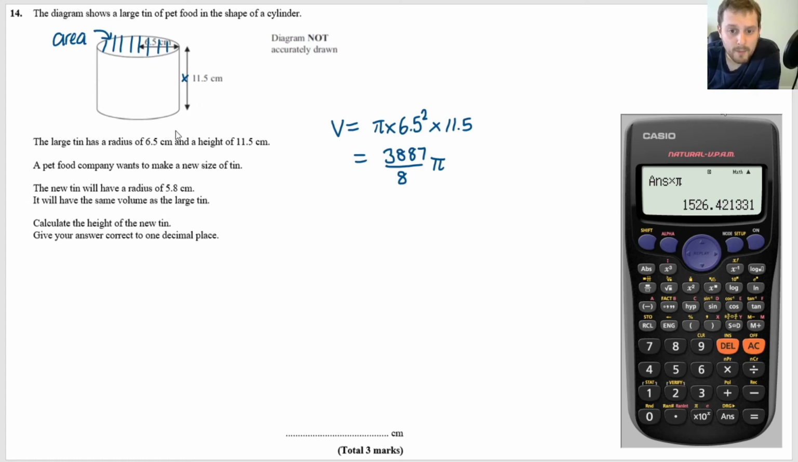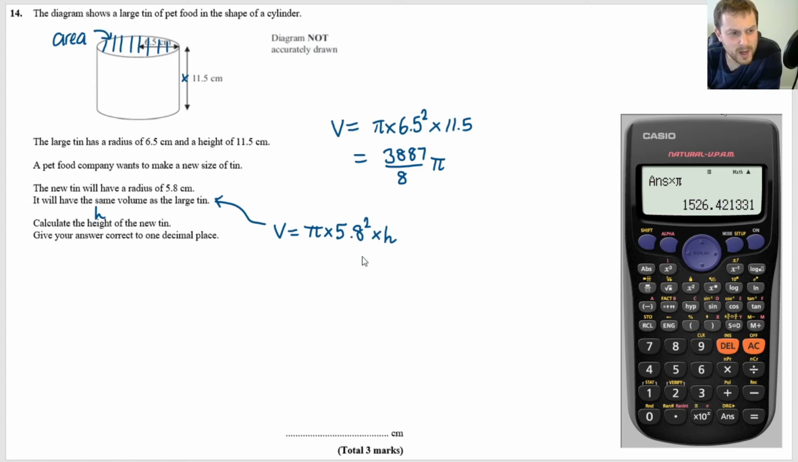So the new tin will have a radius of 5.8 centimeters. So let's work out what the formula would look like for the new volume. So the new volume will be pi times 5.8 squared times, we don't know the new height, do we? So we're going to times that by h. That's what we're trying to figure out.